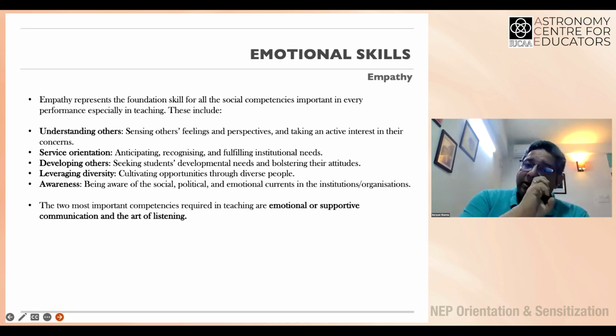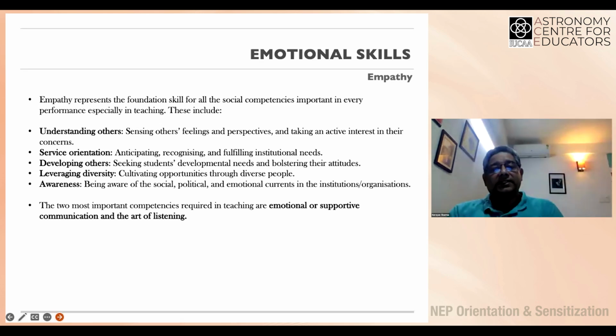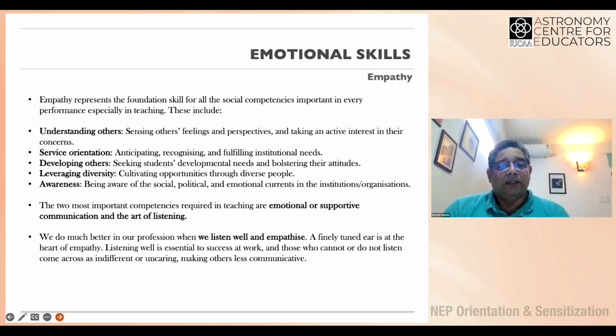The two most important competencies required in teaching, as I already told, are emotional or supportive communication and the art of listening. So I'll talk about the art of listening in the next slide. But I think unless we listen, it is very difficult for us to empathize. It has been said that a finely tuned ear is at the heart of empathy. Listening well is essential to success at work, and those who cannot or do not listen come across as indifferent or uncaring, making others less communicative.